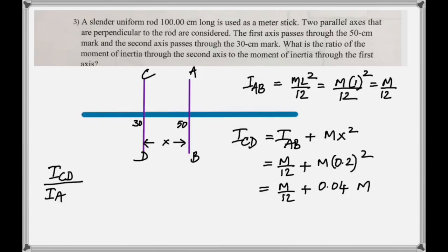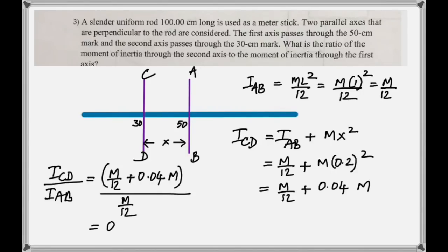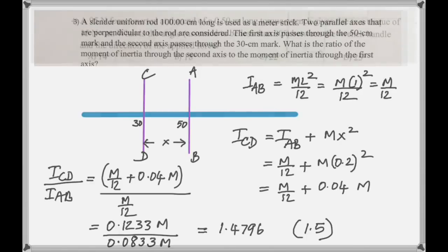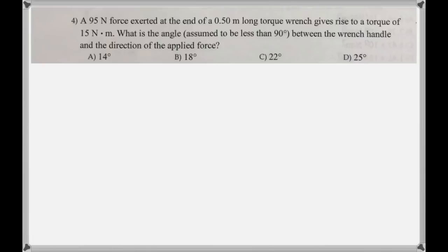We really do not need to know the mass because we only need to find the ratio. So we'll take the ratio of ICD to IAB and do the math. The mass is going to cancel out. And when you calculate it, you're going to get the ratio as 1.4796, which is approximately 1.5. So that's the answer.